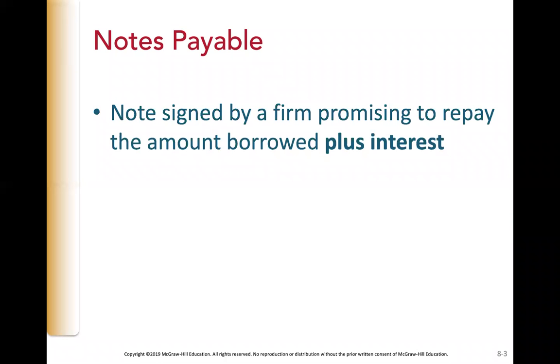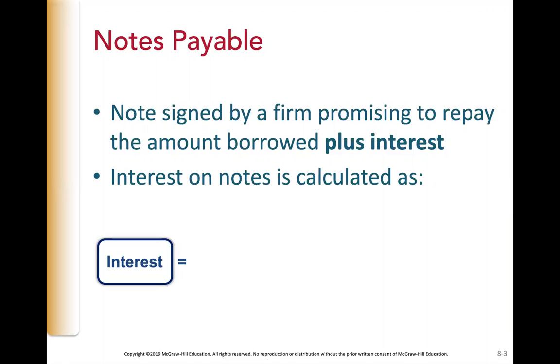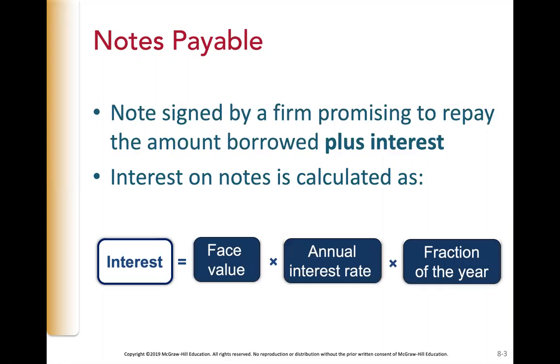Notes payable are a note signed by a firm promising to repay an amount borrowed plus interest. We've discussed this before. This isn't anything really new, so this should be pretty easy stuff for you guys. Interest on notes is calculated as follows. Interest equals principal times rate times time. The face value, the amount borrowed, times the annual interest rate times the fraction of the year.